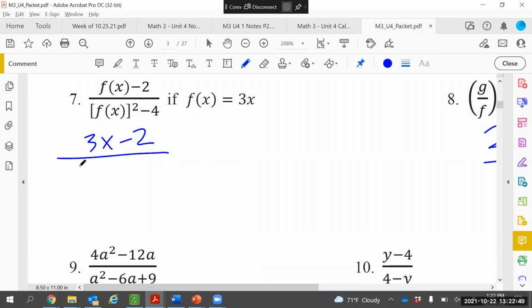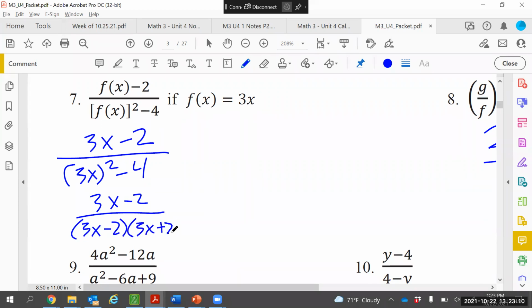3x minus 2 over 3x squared minus 4, right? Is everybody good with the initial setup? Then we factored it. This became 3x minus 2 over 3x minus 2 times 3x plus 2. What are our excluded values right now? Who found the excluded values here? Sam, give me one, and then Kalia can give me the other one. What was that? 2 over 3, and negative 2 over 3.